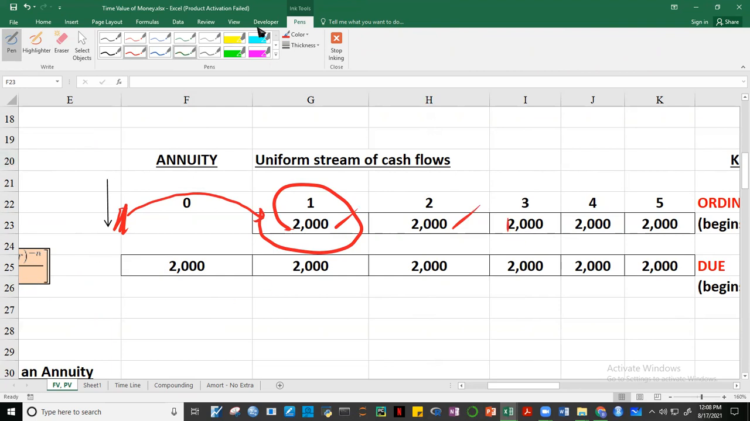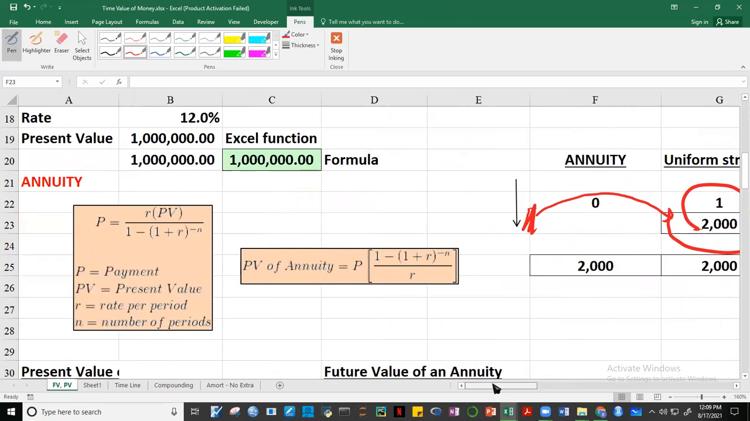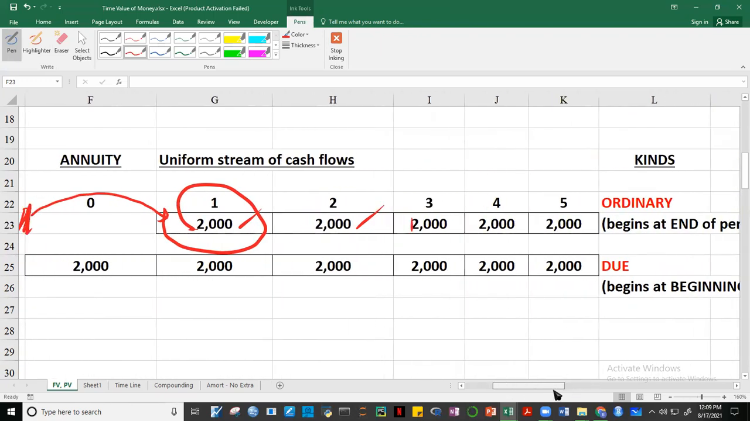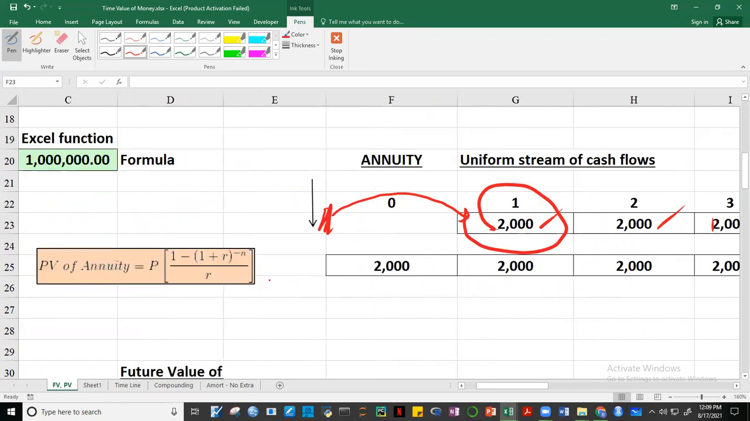Okay? 2,000, 2,000. So 5. Take note, guys, uniform. 2,000, 2,000, 2,000, 2,000, 2,000. Okay, uniform stream of cash flows, pare-pareho. That's what we call an annuity. Yan. And then the annuity, guys, are of two types. It's ordinary and then annuity due. So sa ordinary, it begins at the end of the period. So transaction held today, and then at the end of the period, saka magsisimula yung cash flow.